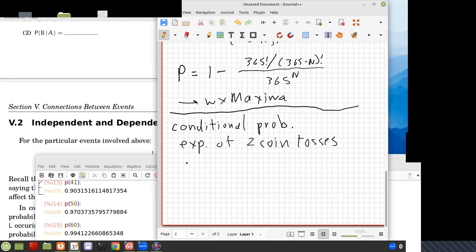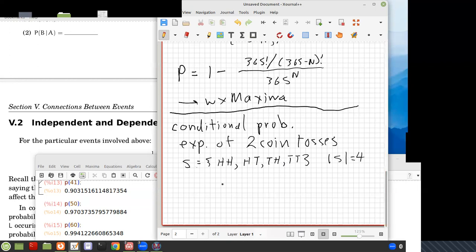Well, no. Let's try 2 coin tosses. We may not get all the possibilities, but that'll be enough. So the sample space here is going to equal, using H and T for the different outcomes on the first and second toss of the coin. Here's the sample space. So the size of the sample space equals 4.